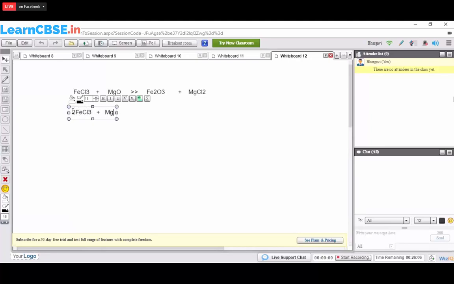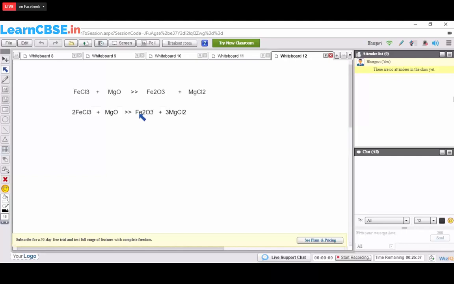plus MgO which gives Fe2O3 plus 3MgCl2. Okay, so now we have balanced the chlorine. So 2 times 3 is 6 chlorine here. 3 times 2 is 6 chlorine here. So now the chlorine is balanced. Then 2Fe, so here also it is 2Fe. So the iron is also balanced.